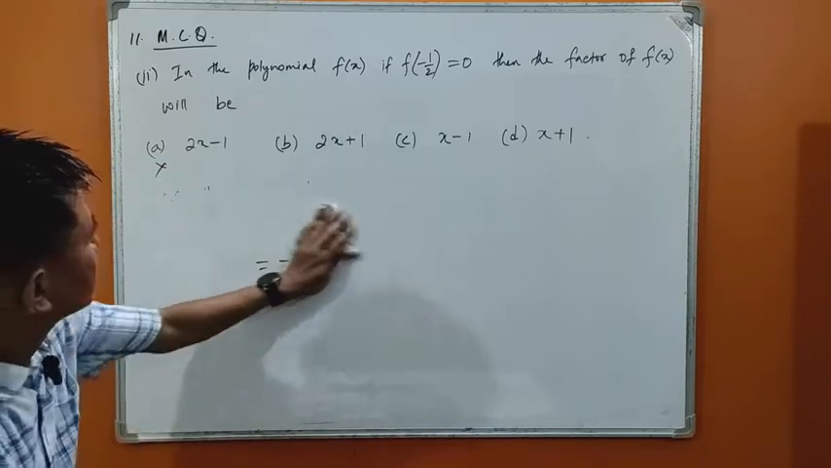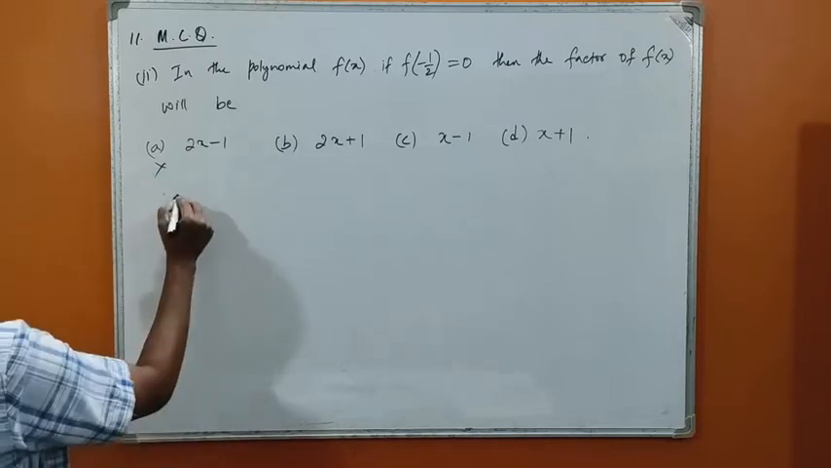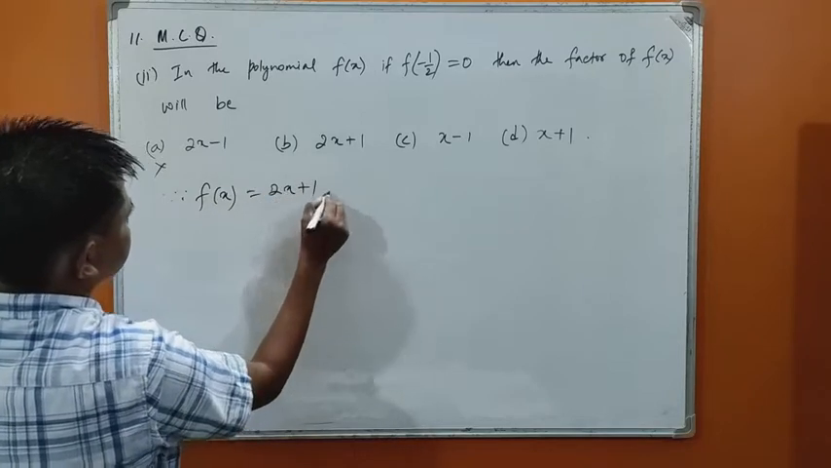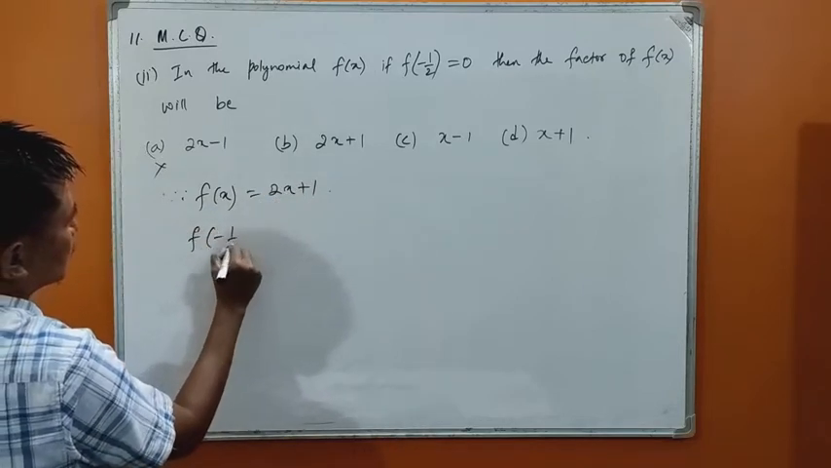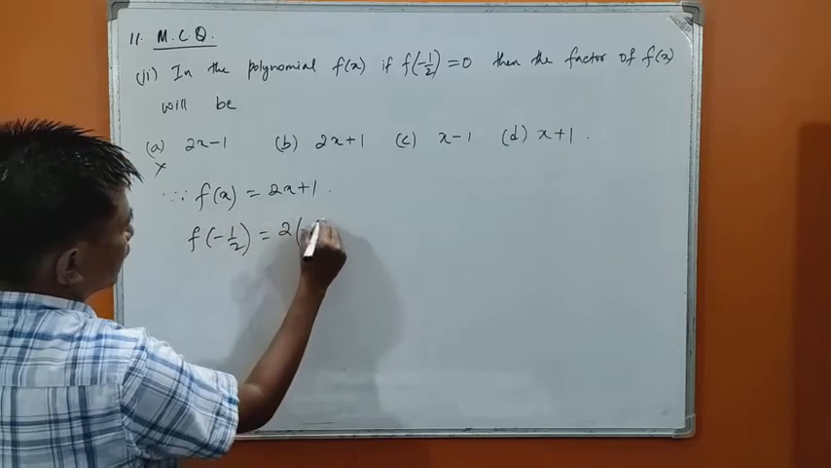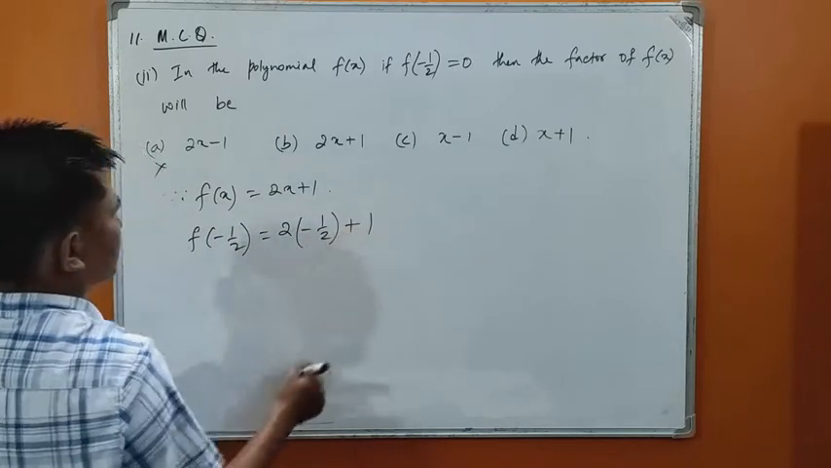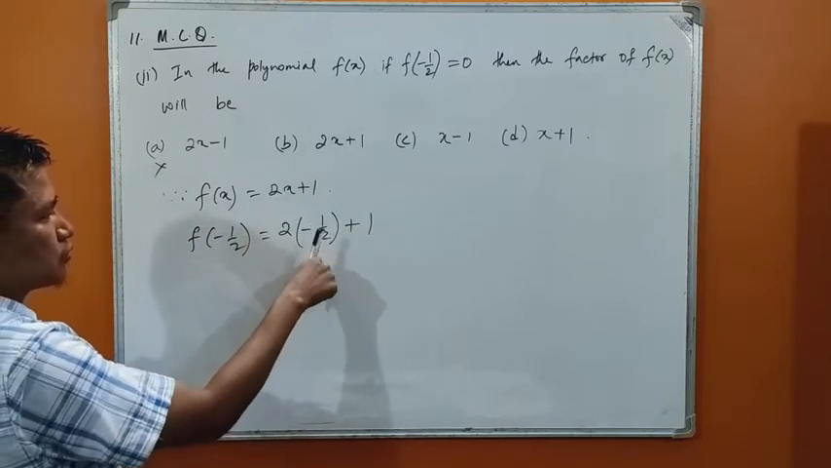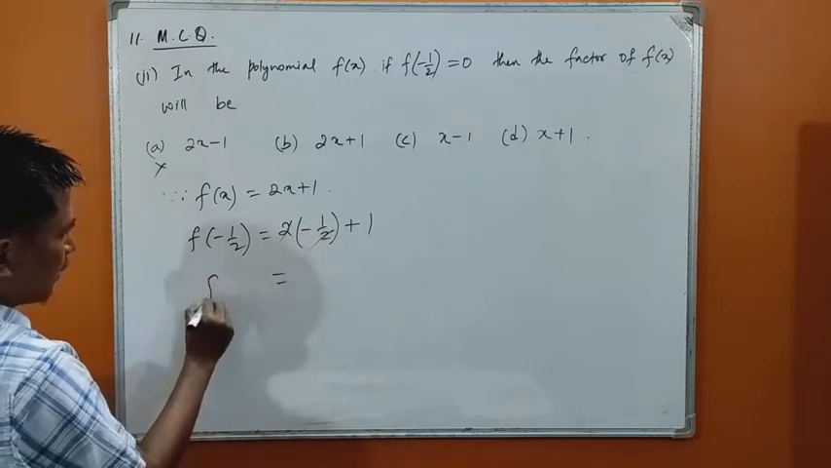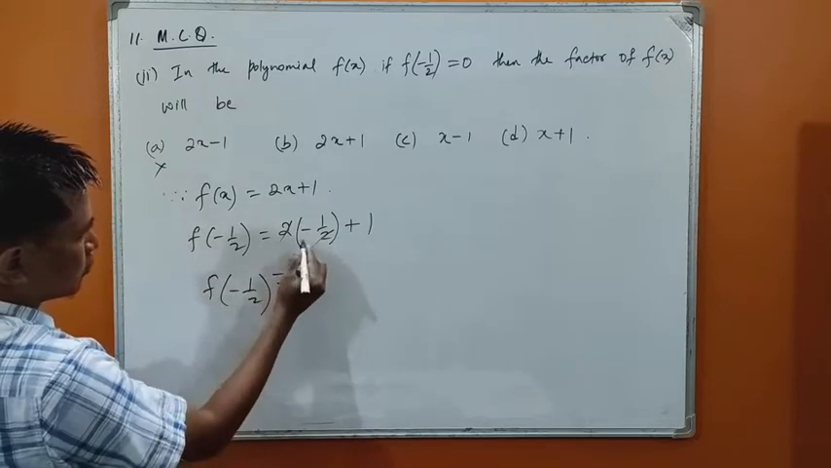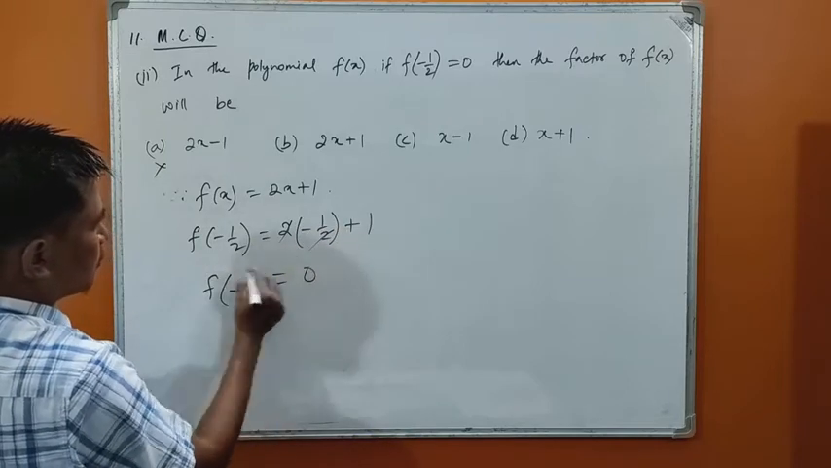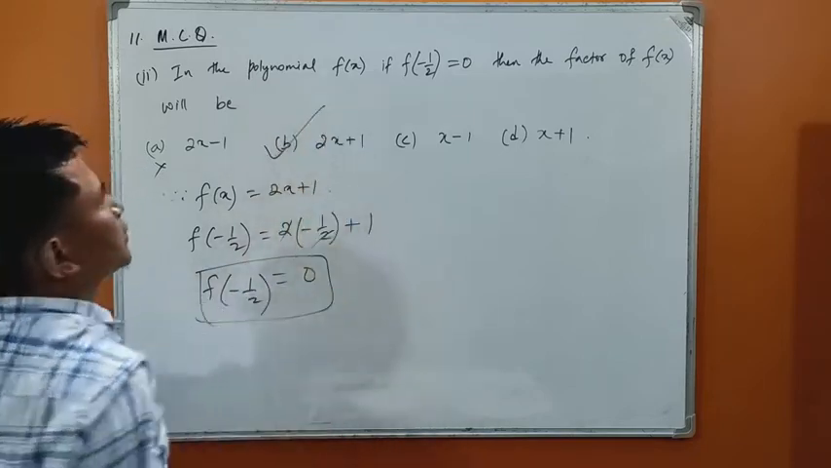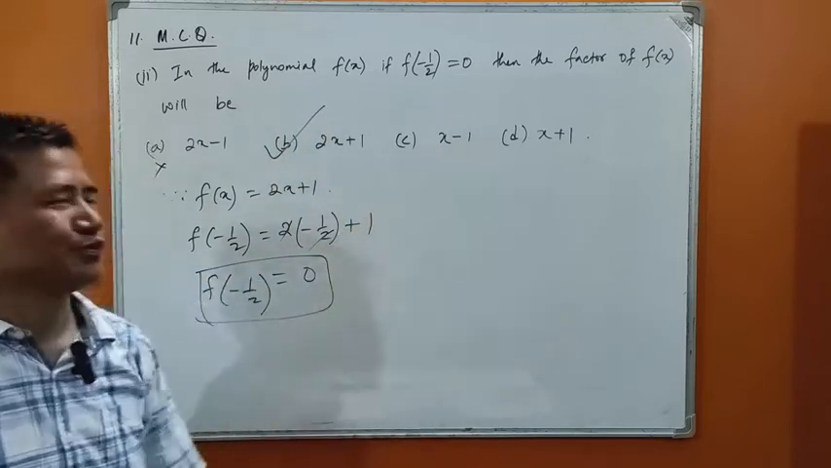Let's check out with the option number B. So fx equals to 2x plus 1. F of minus 1 upon 2 equals to 2 into minus 1 upon 2 plus 1, isn't it? Instead of x, I write minus 1 upon 2. 2 and 2 cancel out. So f of minus 1 upon 2 equals to minus 1 plus 1 becomes 0. So f of minus 1 upon 2 became 0 in this case, isn't it? So option B is the correct answer. We don't need to check this too. Number 3.